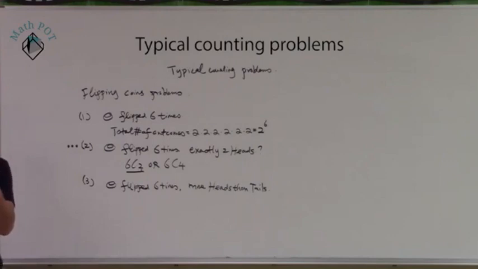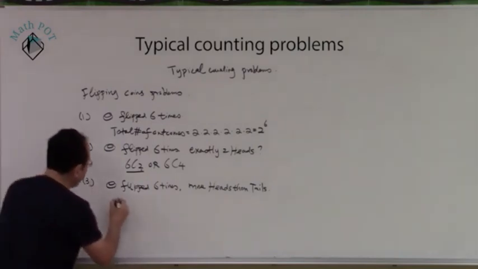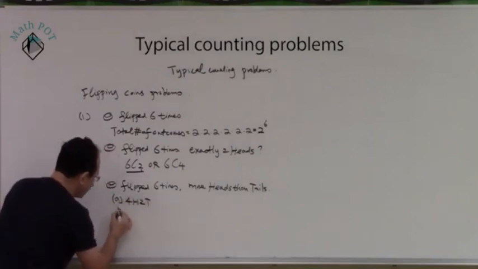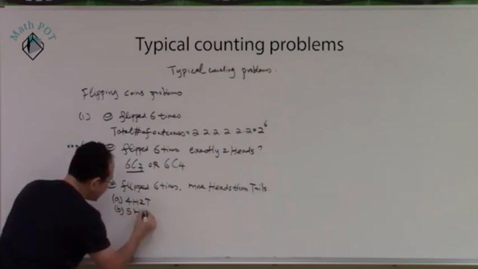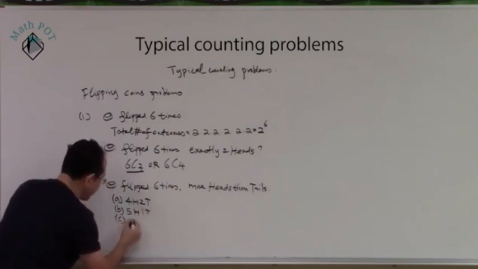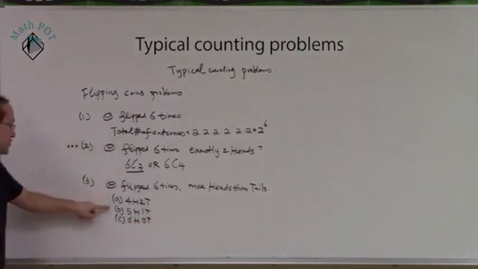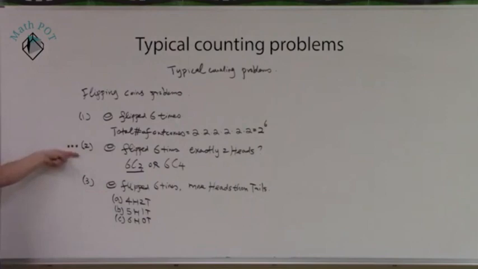Clearly, this is a casework, principle of addition problem. First case, we could end up with four heads, which means two tails. Next one could be five heads, which implies one tail. The next one is six heads, zero tails. For each case, we're back to our standard problem.